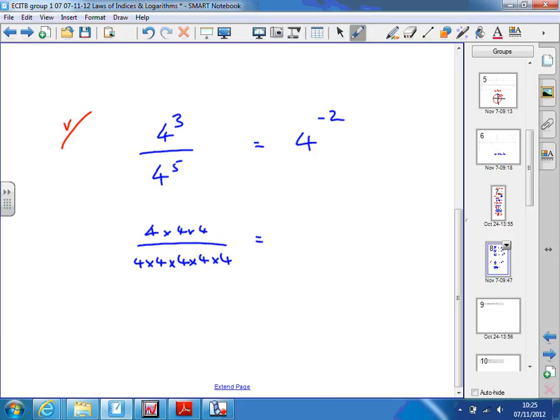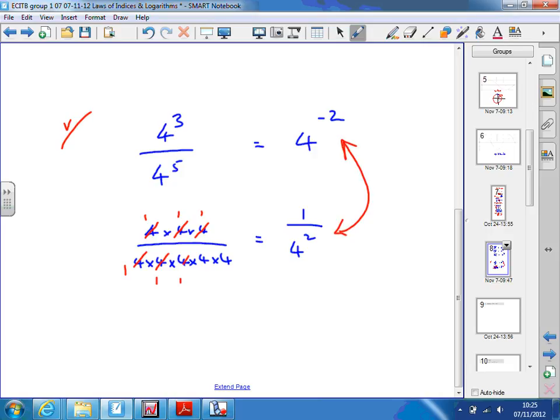If we look at 4 cubed and split it up into what it should be, 4 times 4 times 4, over 4 to the power 5, and then we do some cancelling, because 4 goes into 4 once, top and bottom. So I can replace 3 of the 4s on the top with a 1 and 3 of the 4s underneath with a 1. We end up with 1 over 4 times 4, or 1 over 4 squared. And now if we compare these two, they are the same thing.